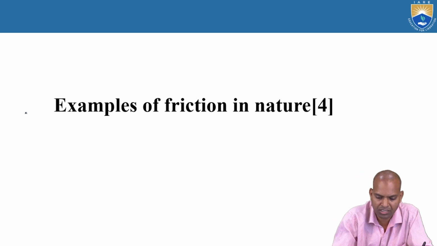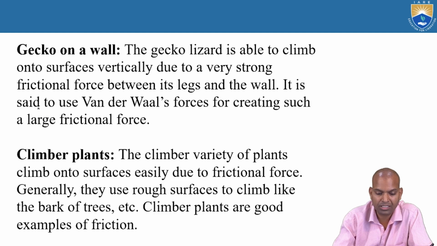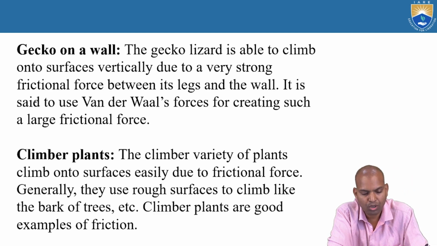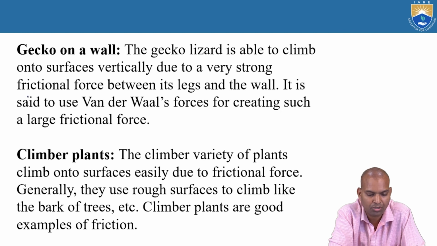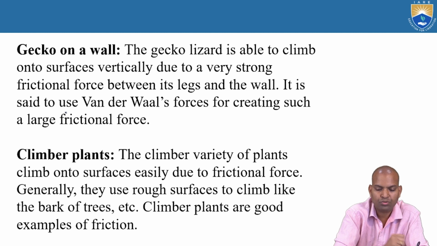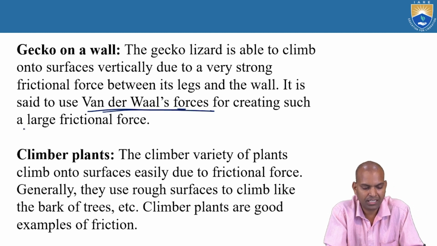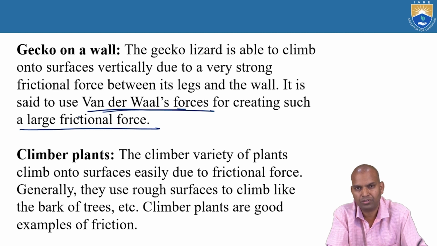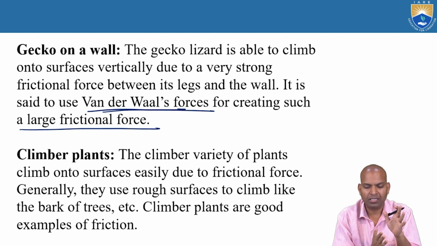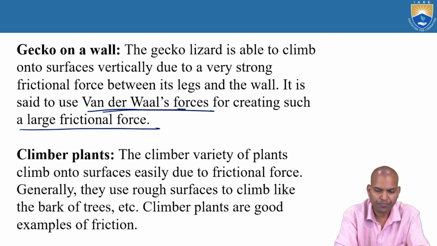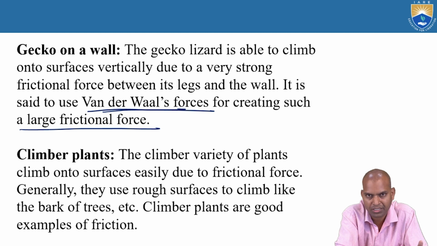Now we can see more examples of friction in nature. So what are the examples of friction in nature? Let us see here. The gecko on your wall. The gecko is a type of lizard that is able to climb surfaces vertically due to a very strong frictional force between the legs and the wall. It is said to use van der Waals forces for creating such a large frictional force. Yes, the lizard is able to walk on vertical surfaces. There is a grip between the legs and the wall. That is due to friction grip.